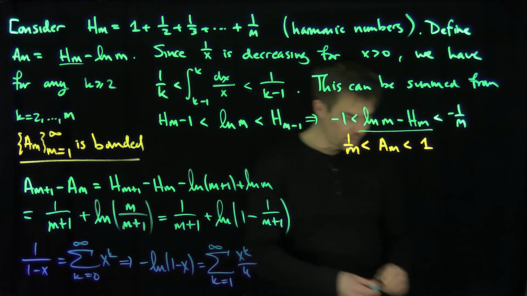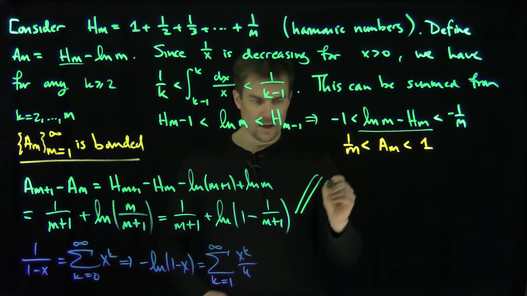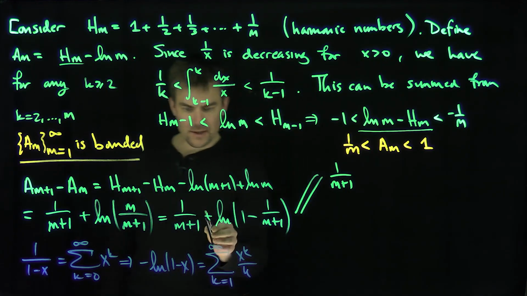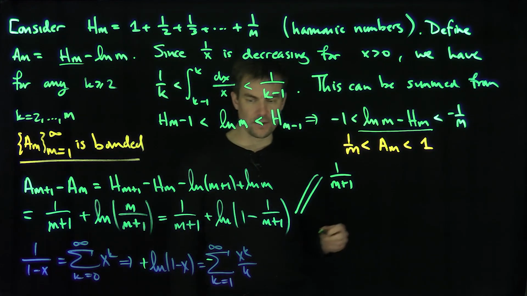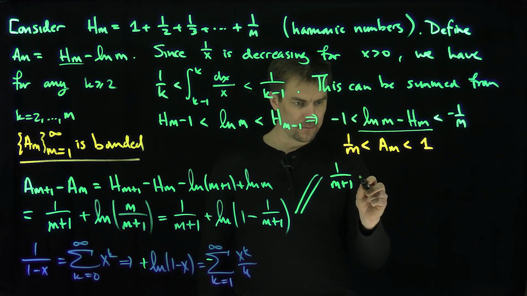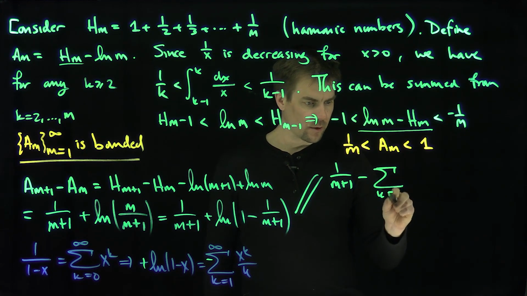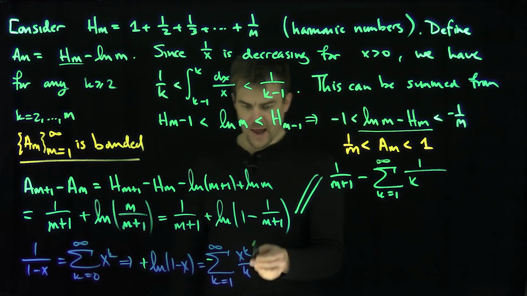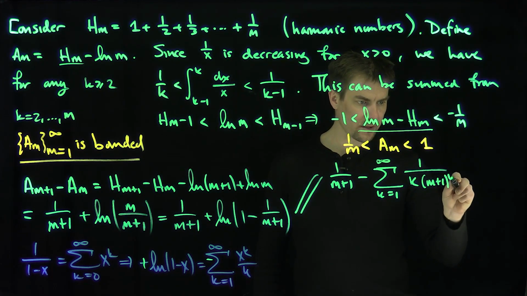And so our expression can be expanded. This expression is equal to 1 over m plus 1, and then this is a positive natural log, so if I change that to positive, I get a negative over here. So I have negative the sum k goes from 1 to infinity of 1 over k, and then x is 1 over m plus 1, so I'm going to have an m plus 1 to the k.